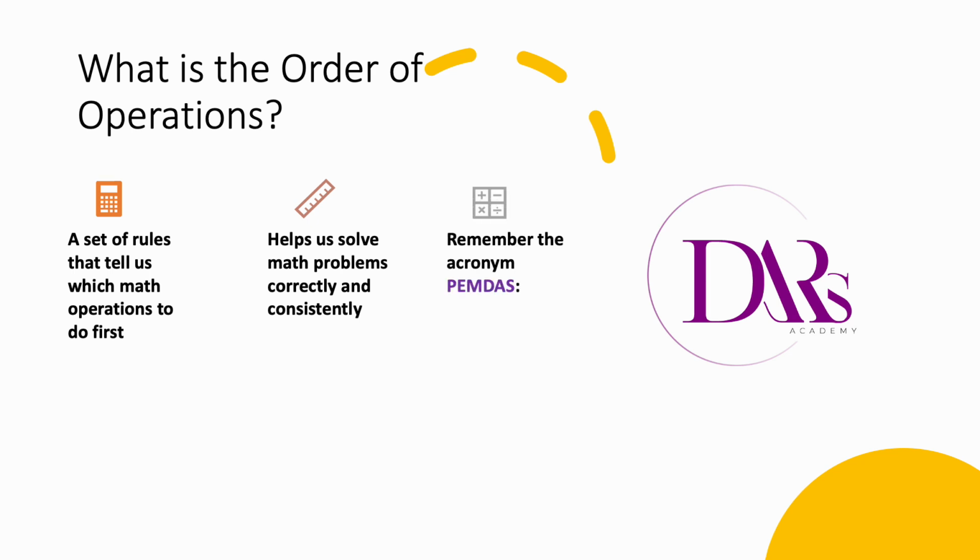And remember the acronym PEMDAS. What does that stand for? Well, let's see. P is for parentheses, E is for exponents, M and D is for multiplication and division left to right, and A and S is for addition and subtraction from left to right. PEMDAS.